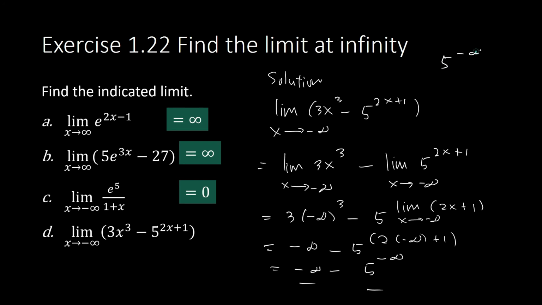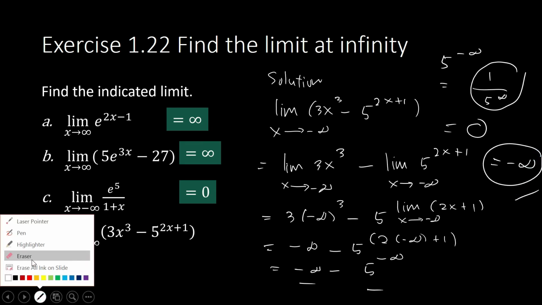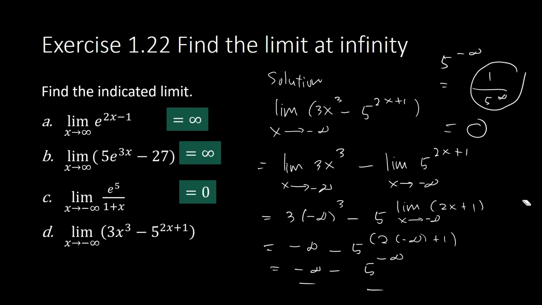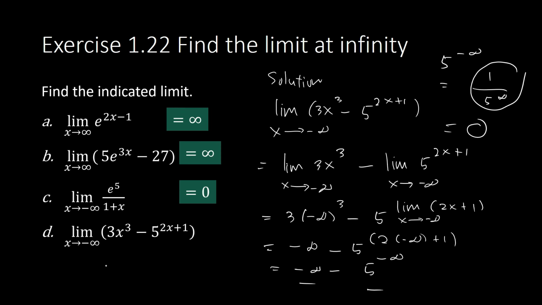So 5 to the negative infinity, you can write this as 1 over 5 to infinity. And so 1, a constant, divided by 5 to infinity. 5 to infinity is infinity. And so when you divide 1 by that, something that grows in size without bound, that is bound to give you something so small, it is practically equal to 0. So the limit of this function as x approaches negative infinity is negative infinity minus 0, which is equal to negative infinity.